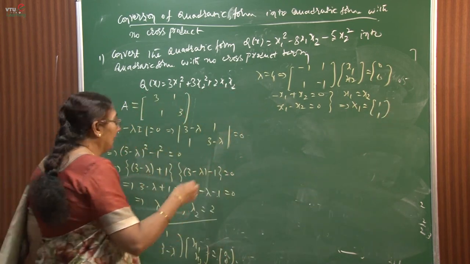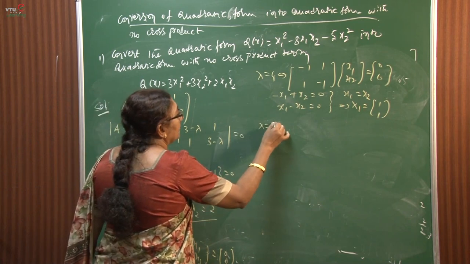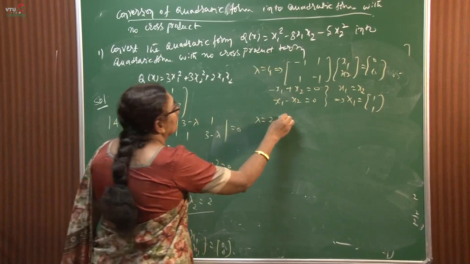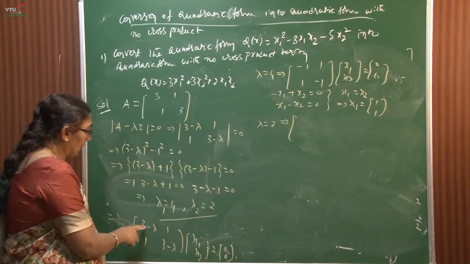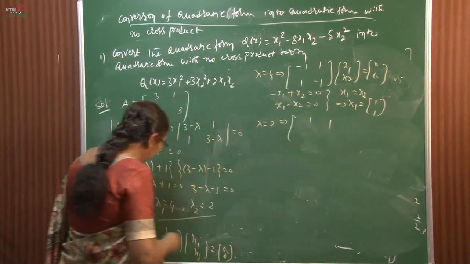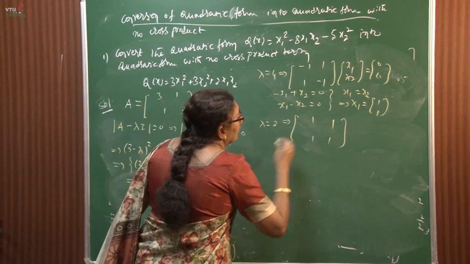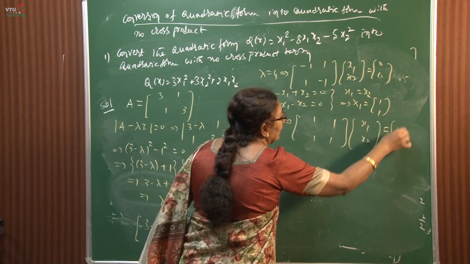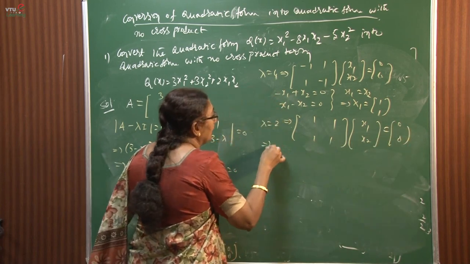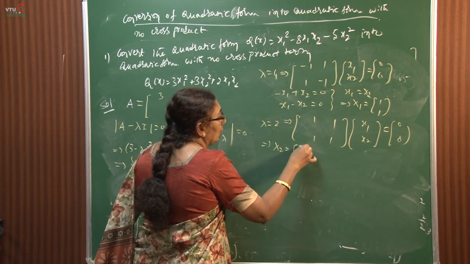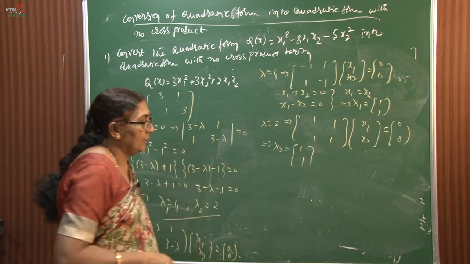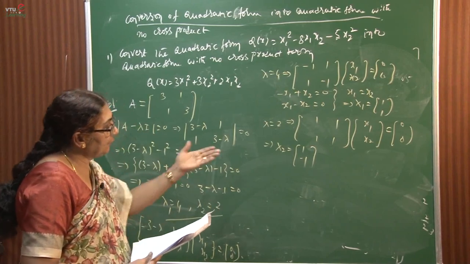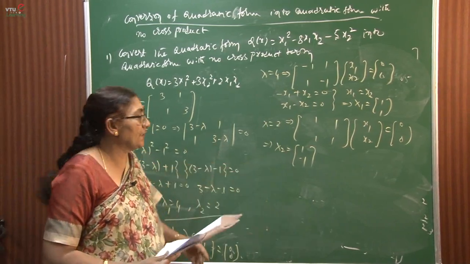Similarly, find the second eigenvector, lambda is equal to 2 here. What we get? 3 minus 2 is 1, so 1, 1, 1, 1 into x1, x2 equal to 0, 0. Then it is easy to find out here. We get another eigenvector as 1, minus 1, or minus 1, 1. This is the way we have to find another eigenvector. Or if you want to take minus 1, plus 1, it is your choice.